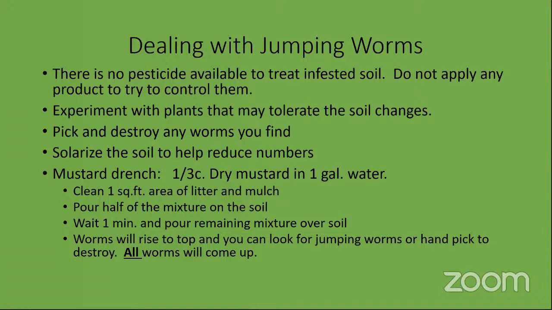And to get the soil up to that temperature is not an easy thing to do. There is a mustard drench, it's called, that will help you determine if you have the jumping worms. You mix 1/3 cup of dry mustard in a gallon of water, clean a square foot area of the litter and mulch on top of it, and pour half of the mixture on the soil. Wait a minute and then pour the rest of the mixture over that soil.